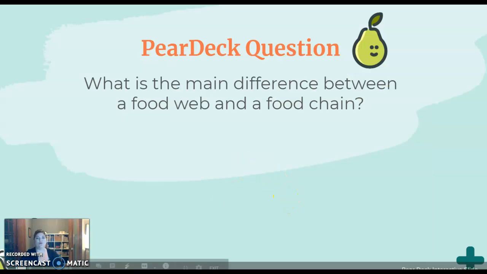So the Pear Deck question was, what is the main difference between a food web and a food chain? And you should be able to recognize that a food web is multiple energy pathways, or all of the energy pathways for an ecosystem, and a food chain is just a single pathway of energy for an ecosystem. It's not a complete look.